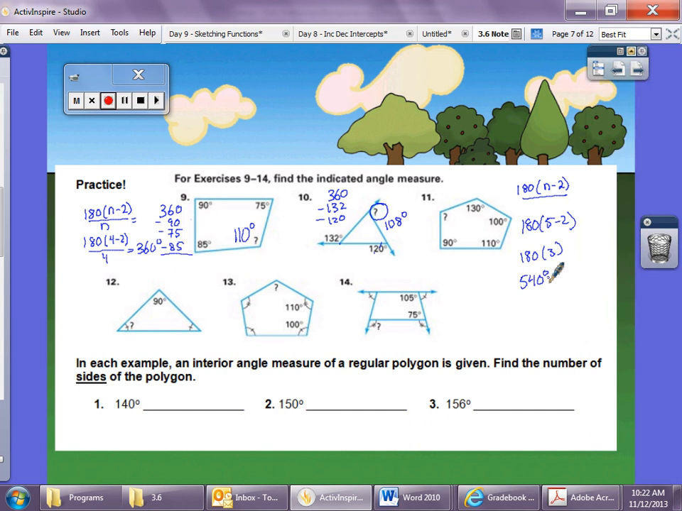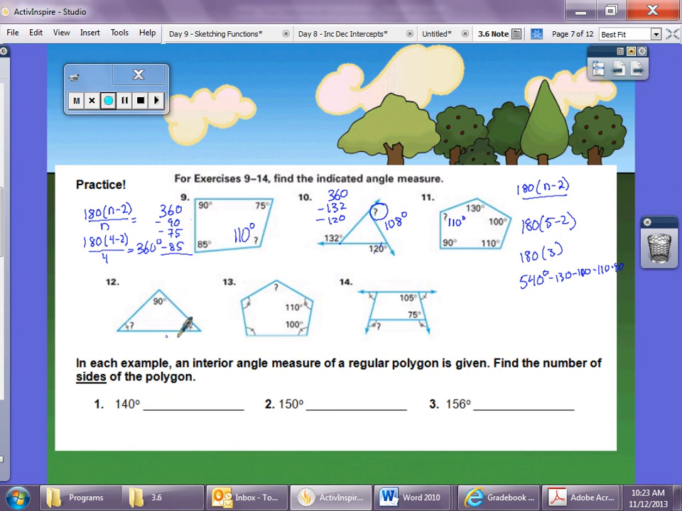So we do 540 minus 130 minus 100 minus 110 and minus 90. So 130 minus 100, minus, and we get 110. So the question mark, that missing angle is 110.